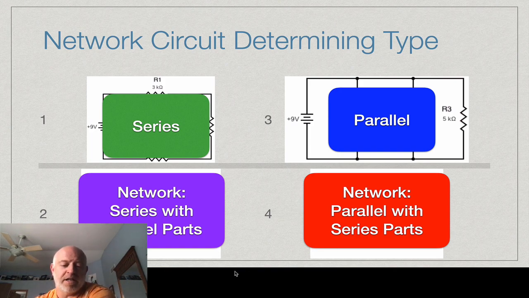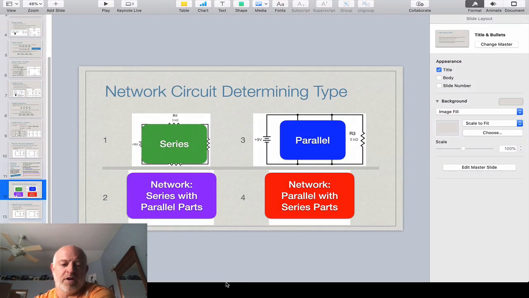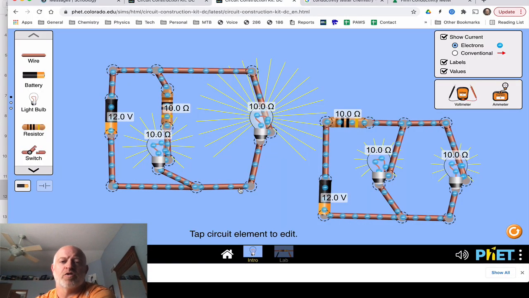Now, let's take a look at that through the lens of our PhET application. So if we look here, I built 2 different circuits, and here's our first one. If we double check it, the electrons flow into here, it splits, so we know we have parallel, but I have a resistor and a bulb. So here's a series that's inside of this parallel network, okay? So we have a parallel network with series parts.